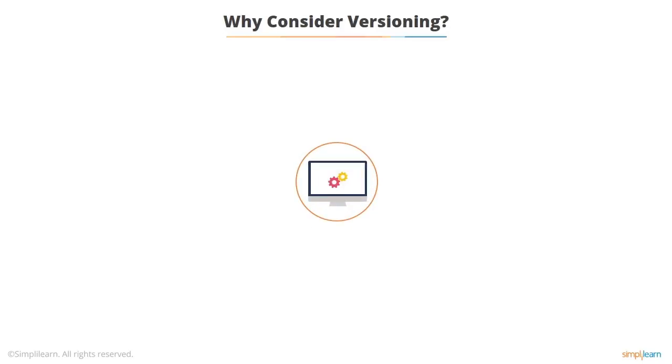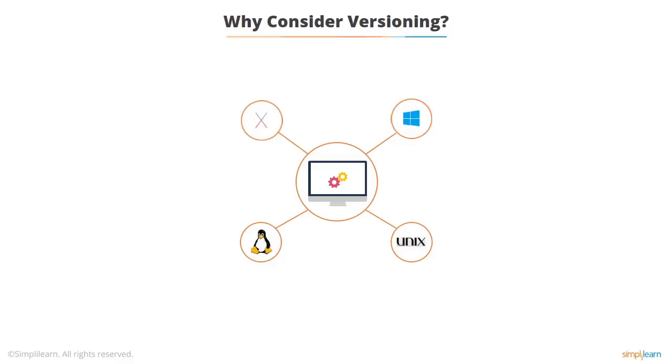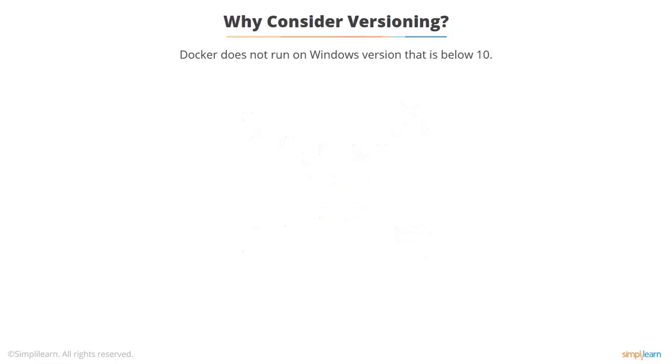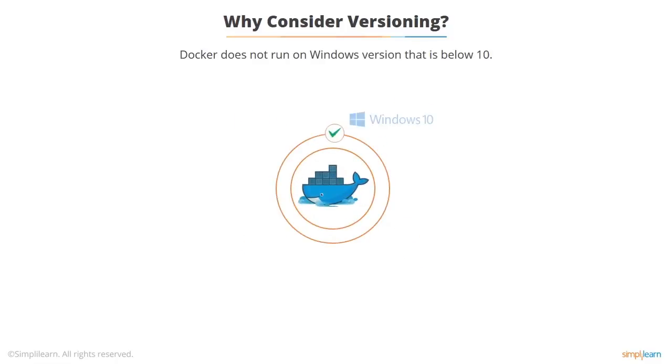So we have a problem when it comes to things like versioning. You've got an application that runs on different platforms, different operating systems. It might run on Windows, it might run on Unix, Linux, OS X, one of the different ones. And it might run on different versions of operating systems. So, for example, some software doesn't run on certain versions of certain operating systems. For example, Docker doesn't run on Windows which is anything less than version 10 at the moment.